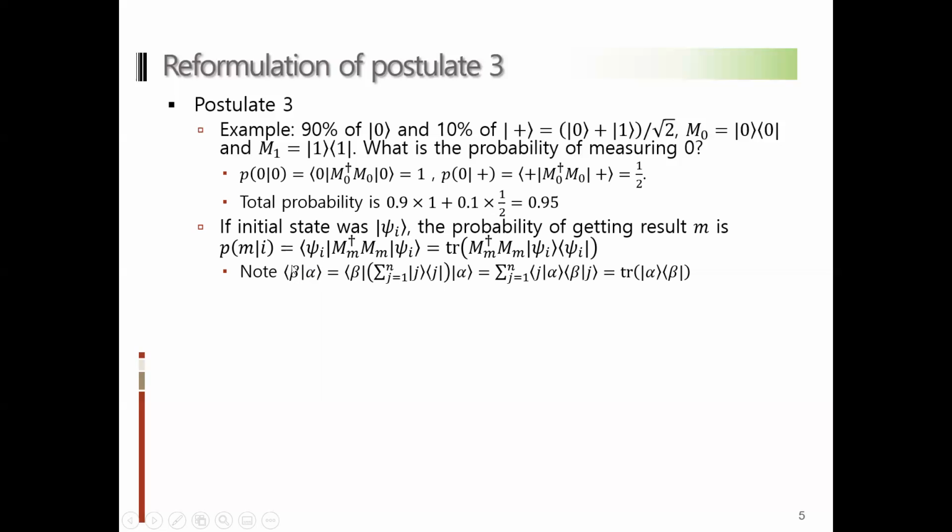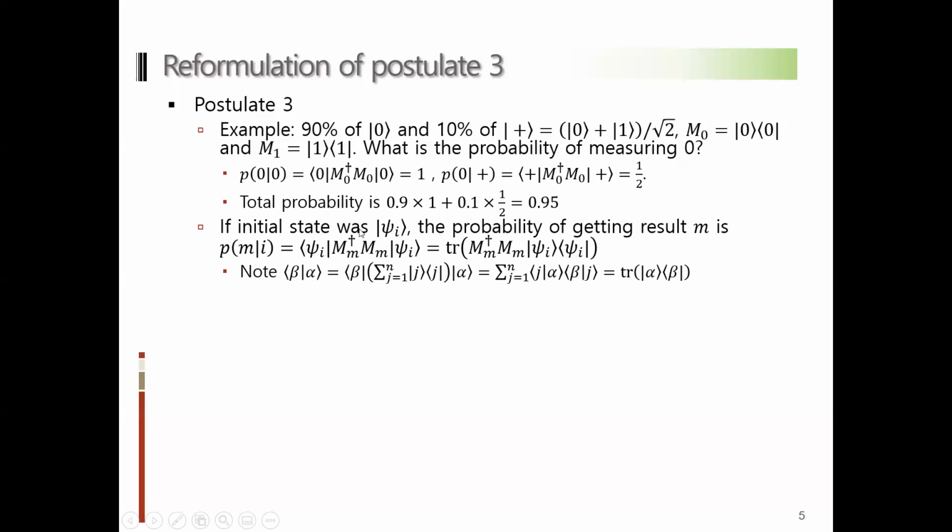If you have the inner product between the bra and ket, all you have to do is make an outer product composed of the ket and bra, and then put the trace. So that's how you can prove that this equality is valid. Once we have this discussion, this value only corresponds to one of these, p conditional 0, 0 or p conditional 0, plus. But what we are interested in is the total probability.